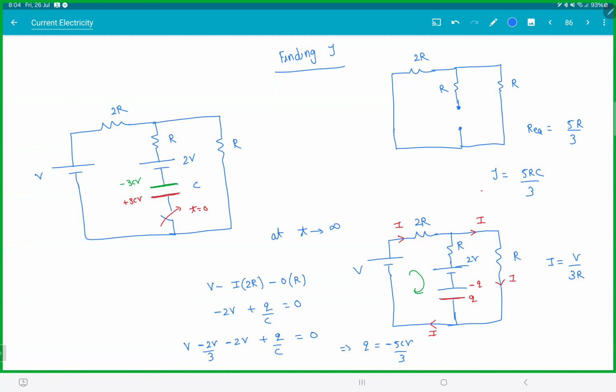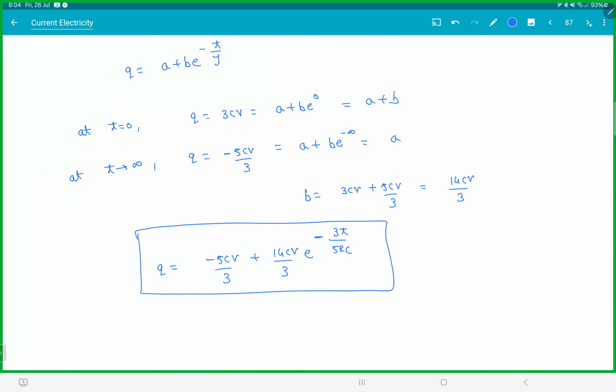5CV by 3, plus should come, no? I don't know, I had minus. It was plus. We goofed up the whole thing again. Then 4CV by 3. Yeah. Today I'm messing up subtractions. Anyways, so that's the last one for the day.